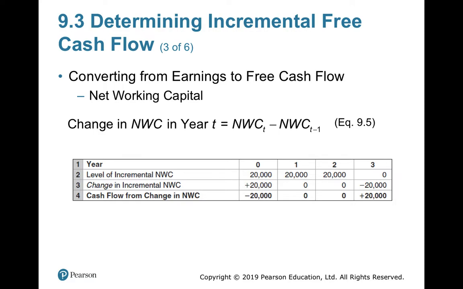Now what we will do? We will see the impact on the cash, which is opposite. If change is plus, impact is minus. If change is minus, impact is plus. You can see here in line 4, the change in the cash flow because of this change in the net working capital is year 0 minus 20,000 and year 3 plus 20,000. The sign is opposite because the relationship of cash and net working capital is opposite in nature.